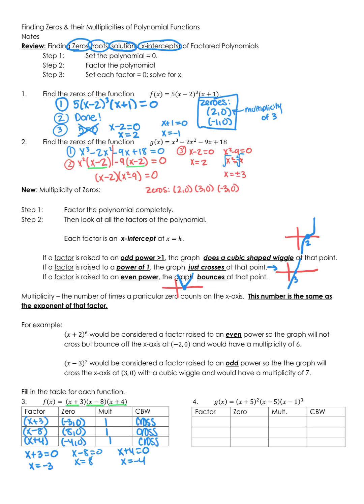Go ahead and fill out the number 4 table on your own as well. You have 3 factors again. So find the 0, the multiplicity, and decide if it will cross, bounce, or wiggle.